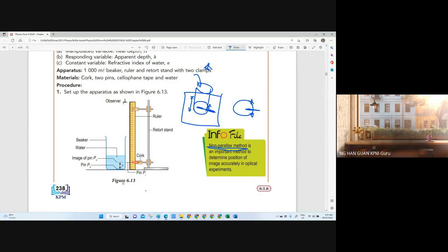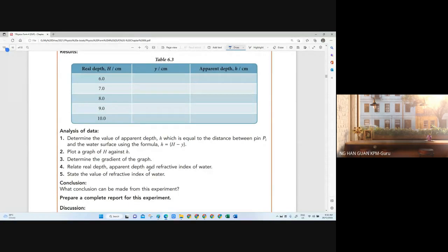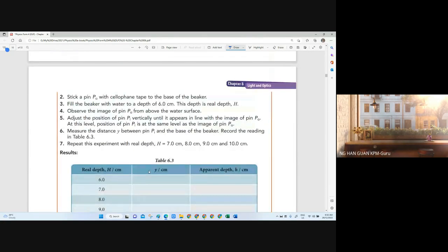Once the position is correct, you mark the height. You measure from the bottom up. This one will be from the top, and this one from the bottom. You have to subtract, because what we need to know is the apparent depth. Apparent depth is measured from the surface down, not from the bottom up. So when we measure from the bottom up, you have to find the apparent depth by H minus y, because y is the one measured from the bottom up.